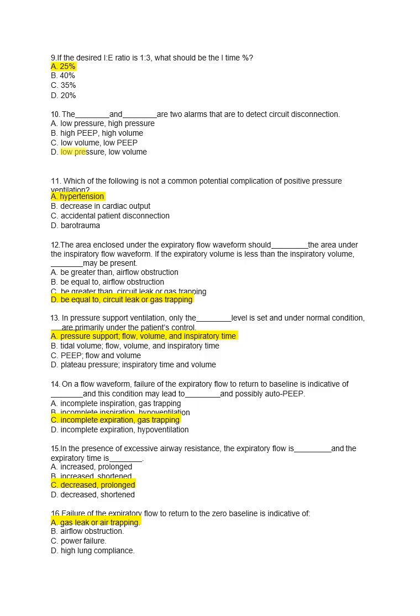So it may be because of a circuit leak or a gas leak, or it may be because of air trapping, that is trapping of air within the patient's alveoli. And if air trapping is building up, it can further lead to another complication known as auto-PEEP. So failure of the expiratory flow to return to the zero baseline is indicative of gas leak or air trapping.